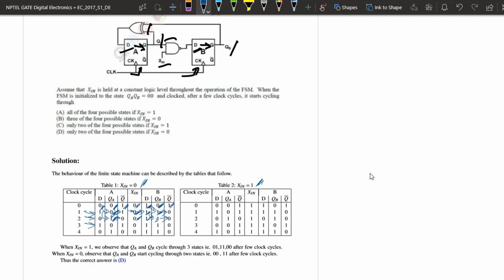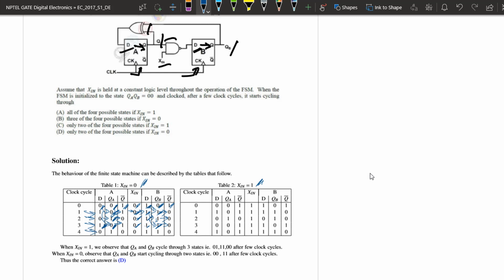In clock cycle 3, we see that QA becomes 0 and Q bar A becomes 1, and DB is 0 NAND operated with 0, that is 1, and QB gets 1, Q bar B becomes 0, and DA is QA, that is 0, XORed with 1, that is QB, which is 1.